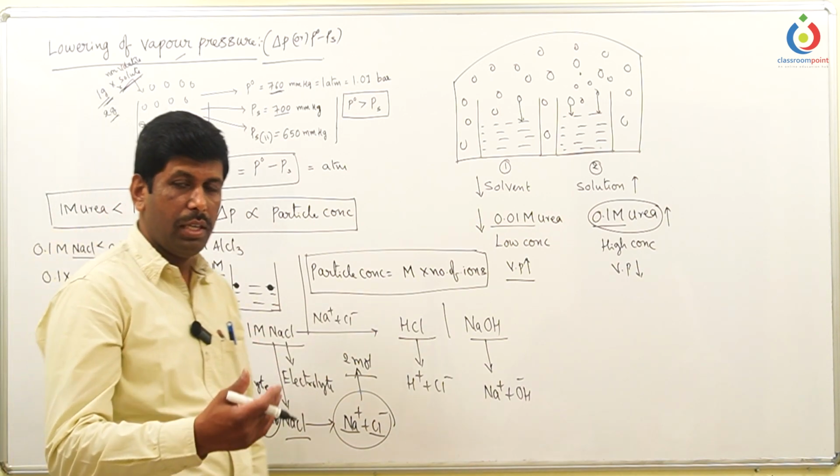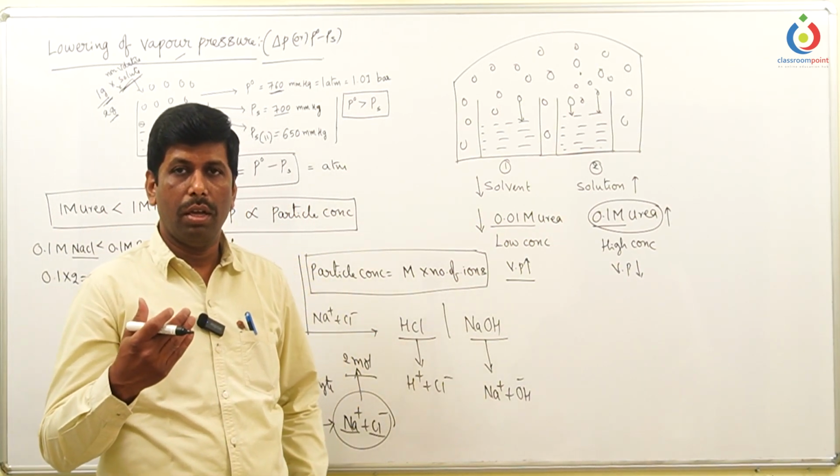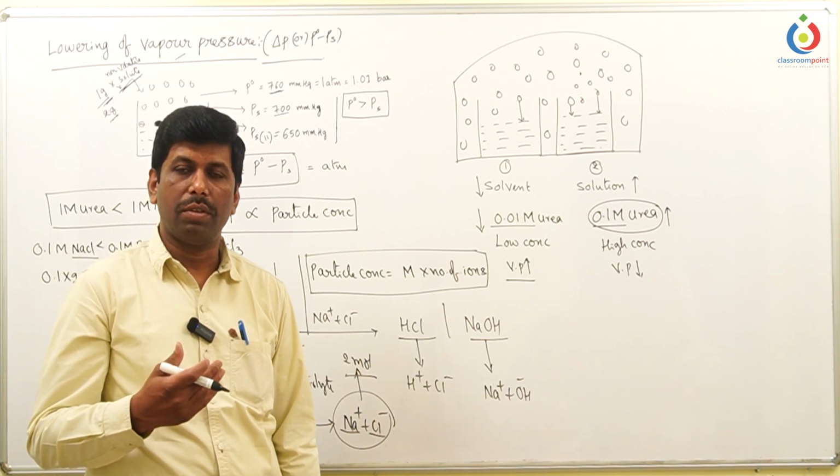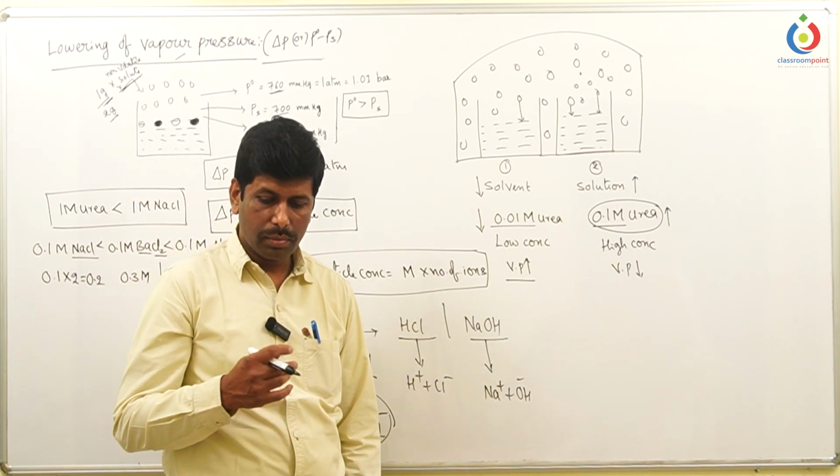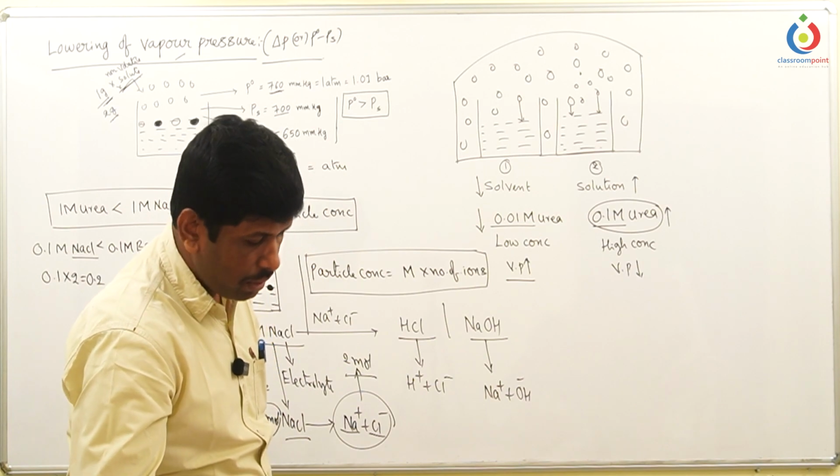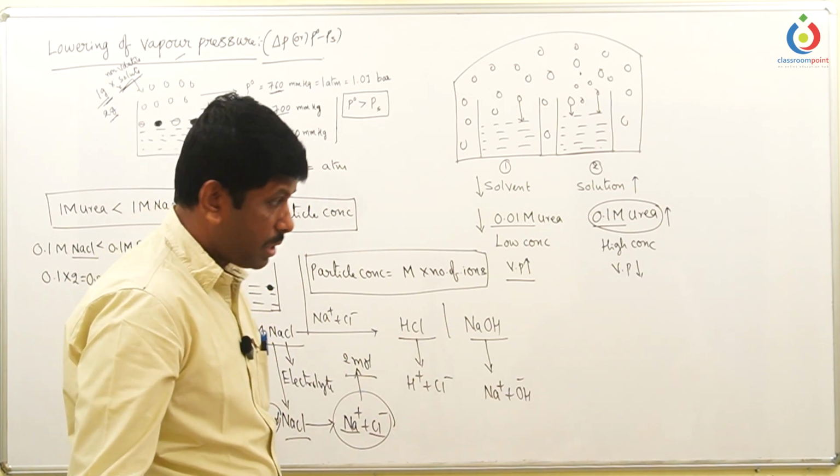When the number of particles changes, automatically the lowering of vapor pressure and concentration values also change. Now let us see the relative lowering of vapor pressure.